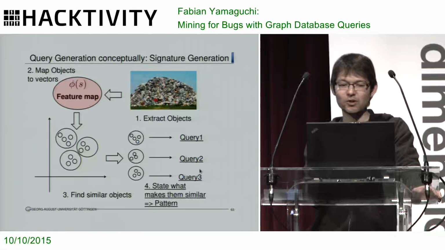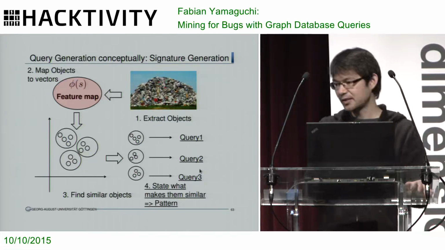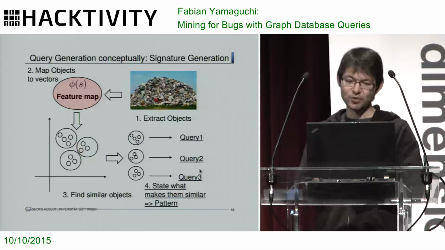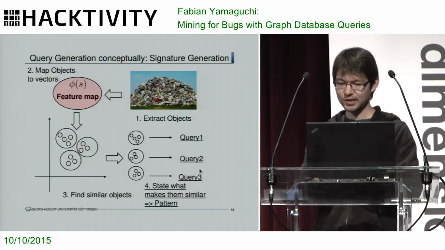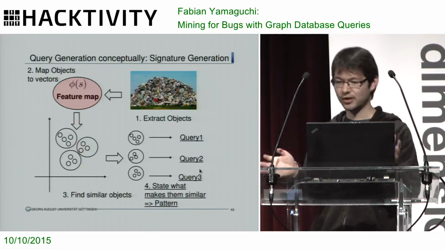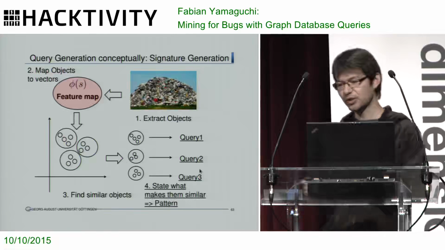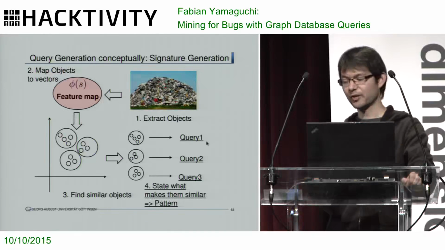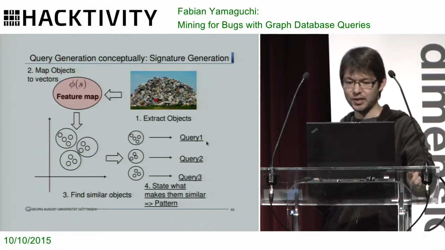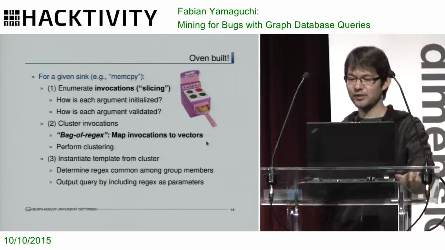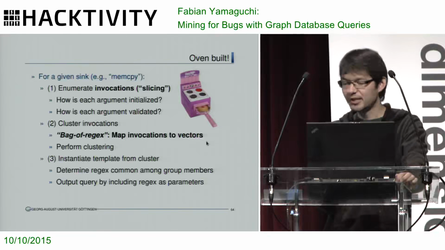Conceptually, we can borrow from signature generation here. In signature generation, you take the data and you first extract objects from it. You map this to a vector space, and in there you can use classical clustering algorithms to find similar objects. And then for each group of similar objects, you generate one of these queries. That's the idea. I'm not going to bore you with the details. We built this oven, and if you're into this kind of stuff, you can read this up.